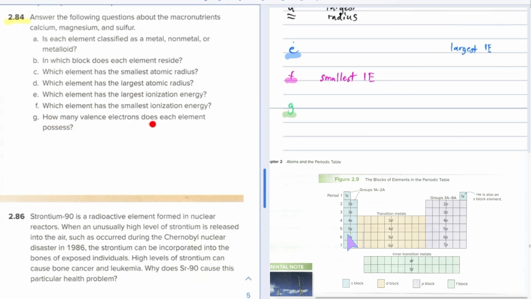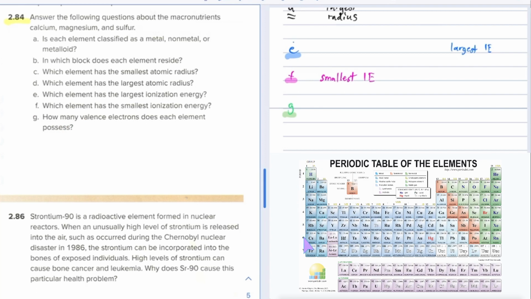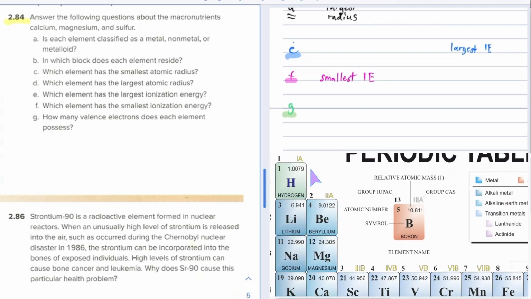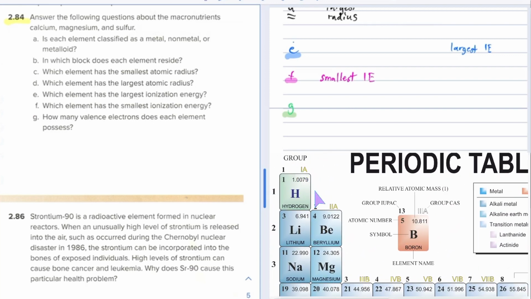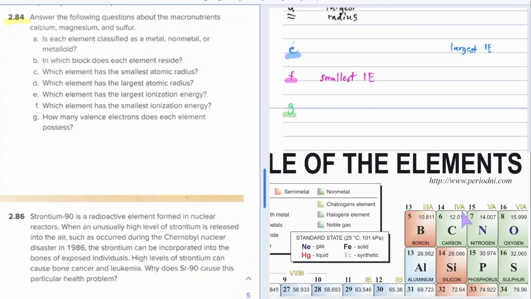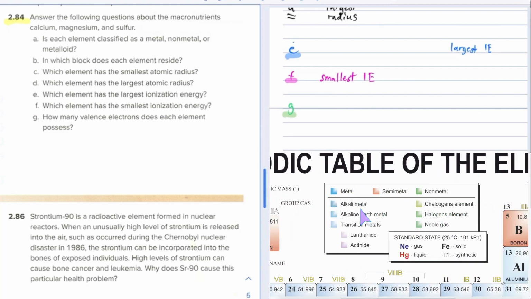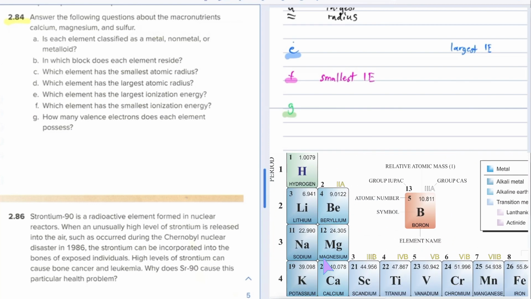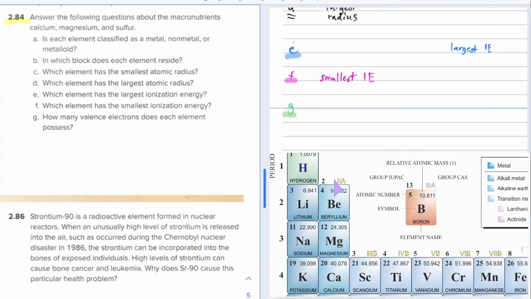How many valence electrons does each element possess? Okay, this one's kind of easy because these are main group elements. When you have elements that are in the S block or the P block, you can read the valence electrons right off the group number. It only works for groups 1A, 2A. It doesn't work for the B's. It works for the A's. So it only works for the A groups. Now, magnesium and calcium are right here. They have 2 valence electrons.